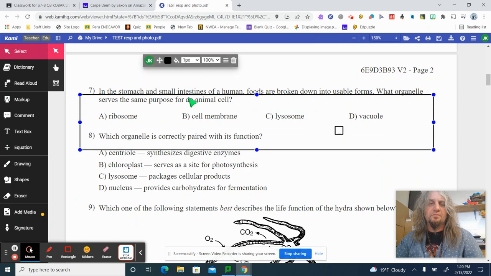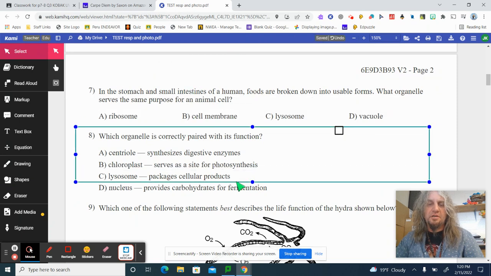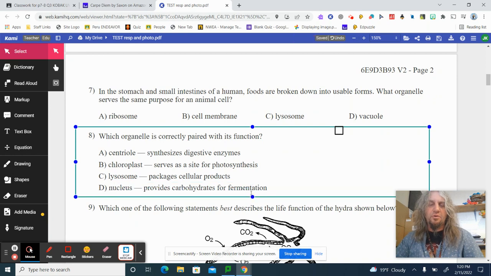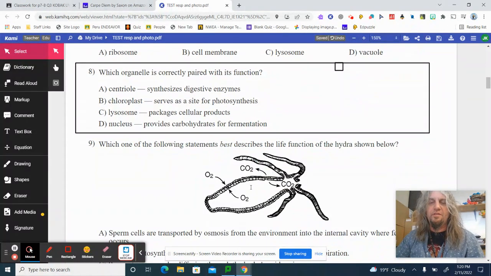Question number 8. Which organelle is correctly paired with its function? A. Centriole synthesizes. That's not your bell. That's the bell when I was reading the test.